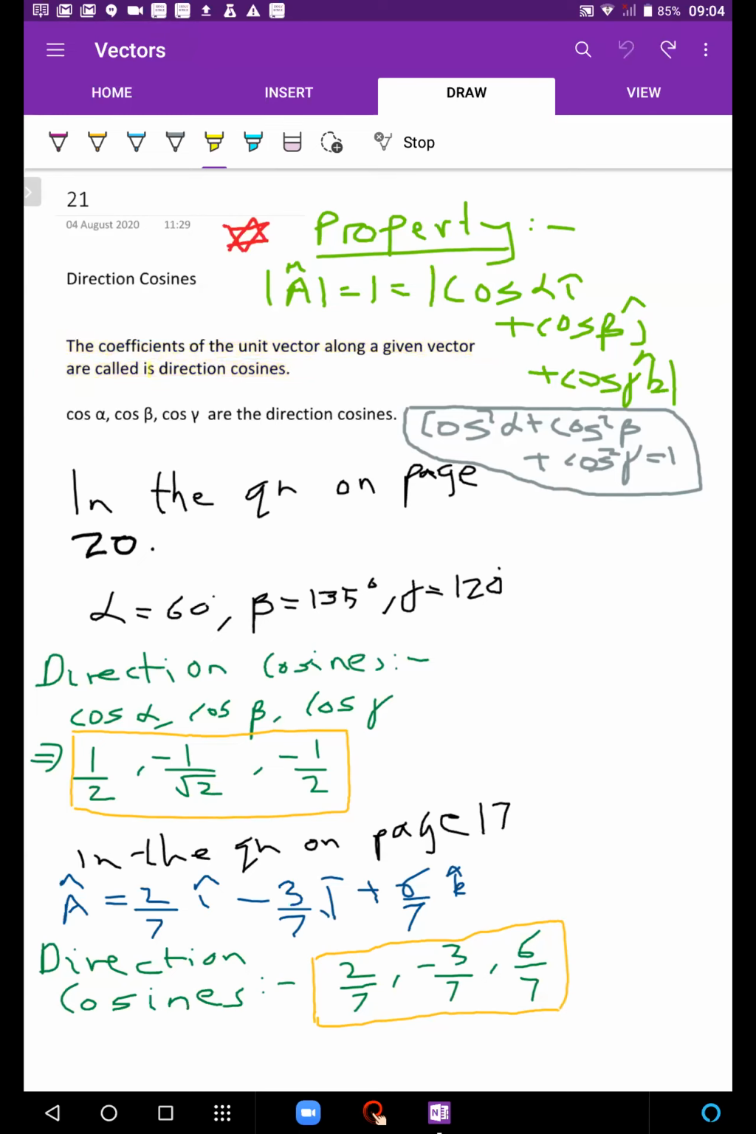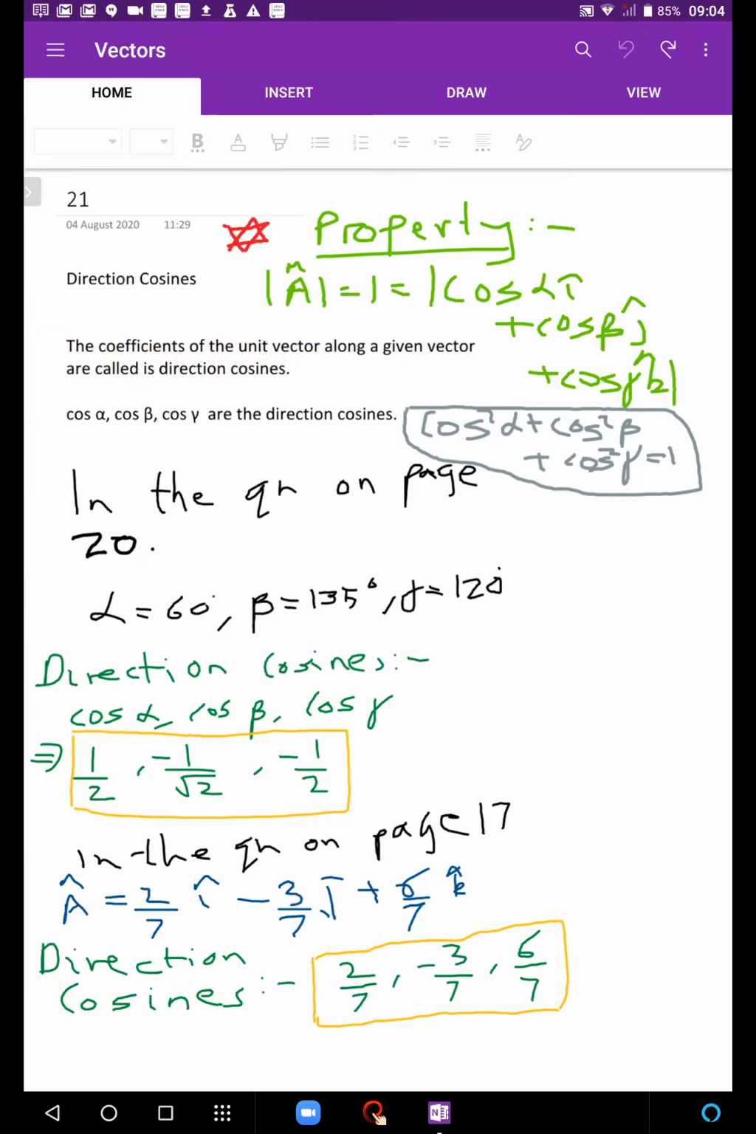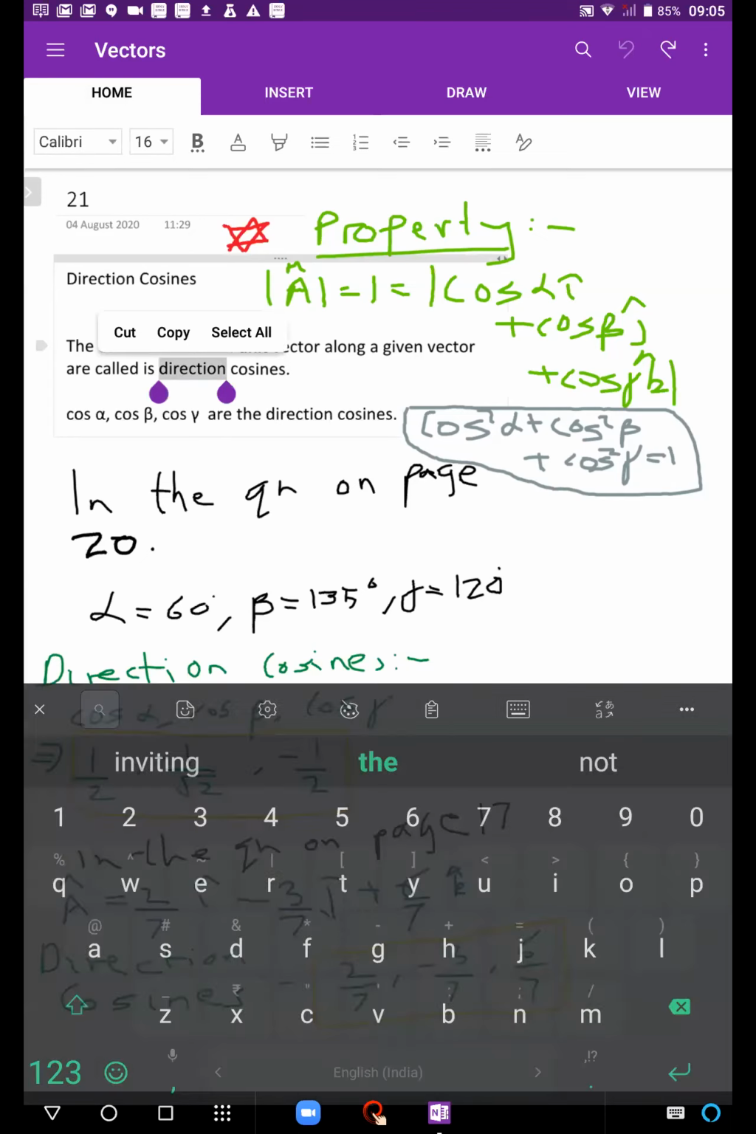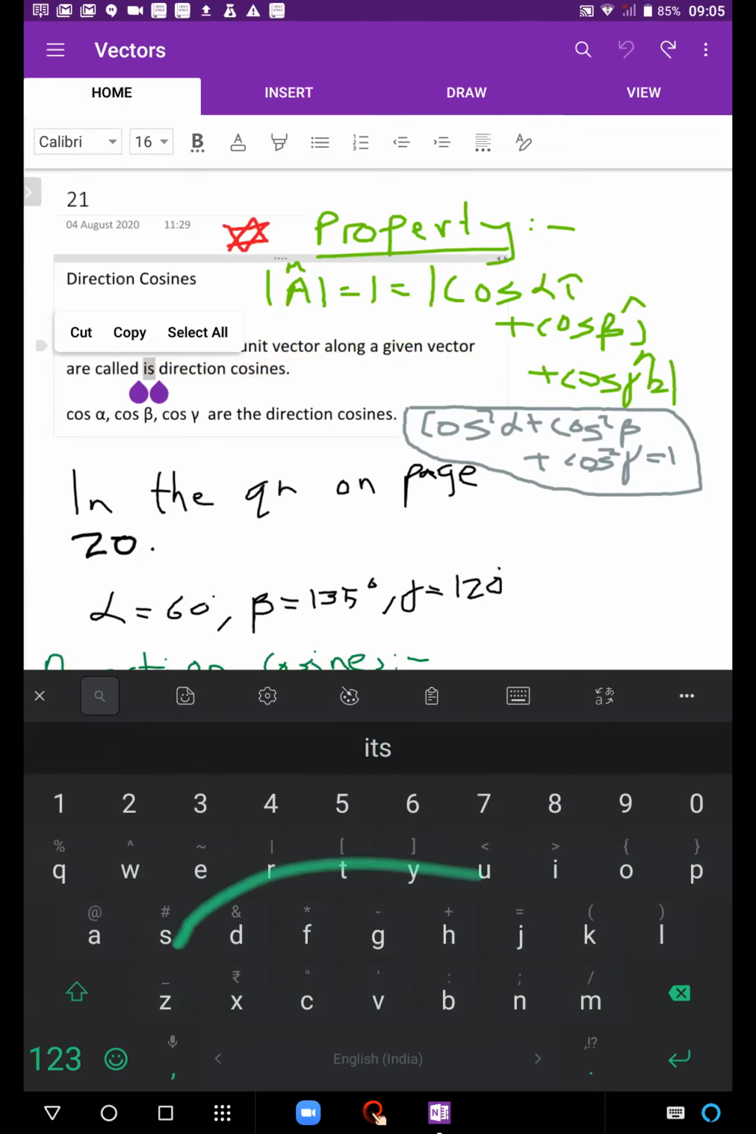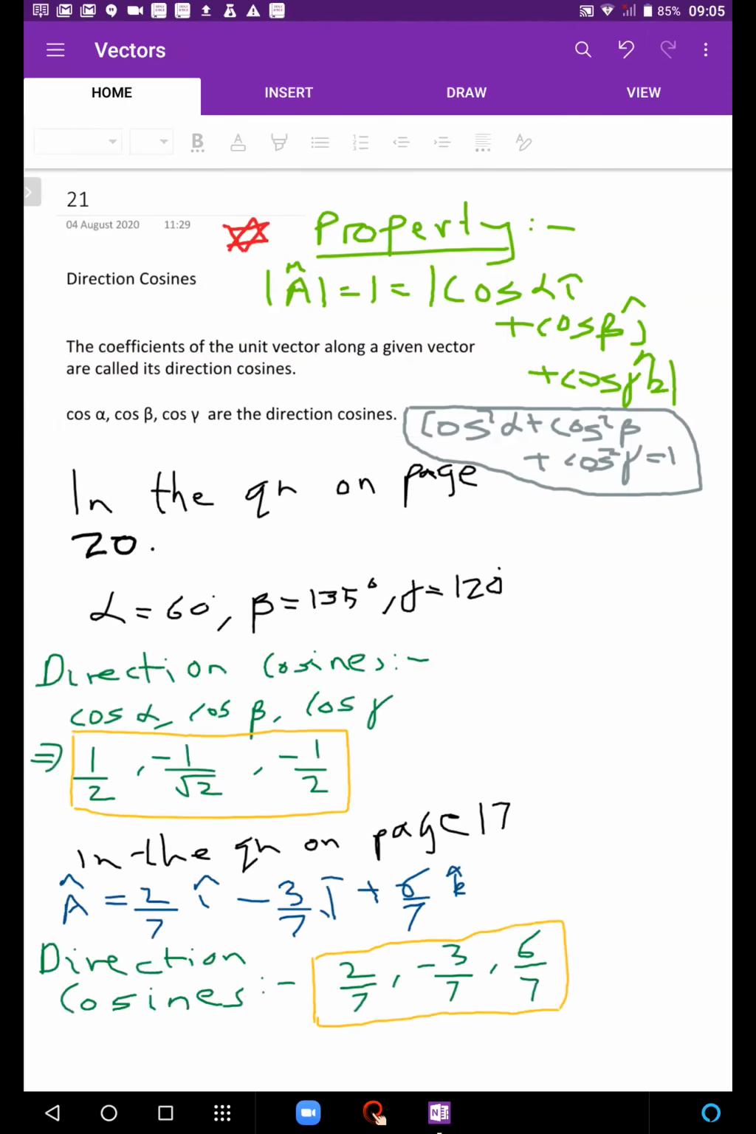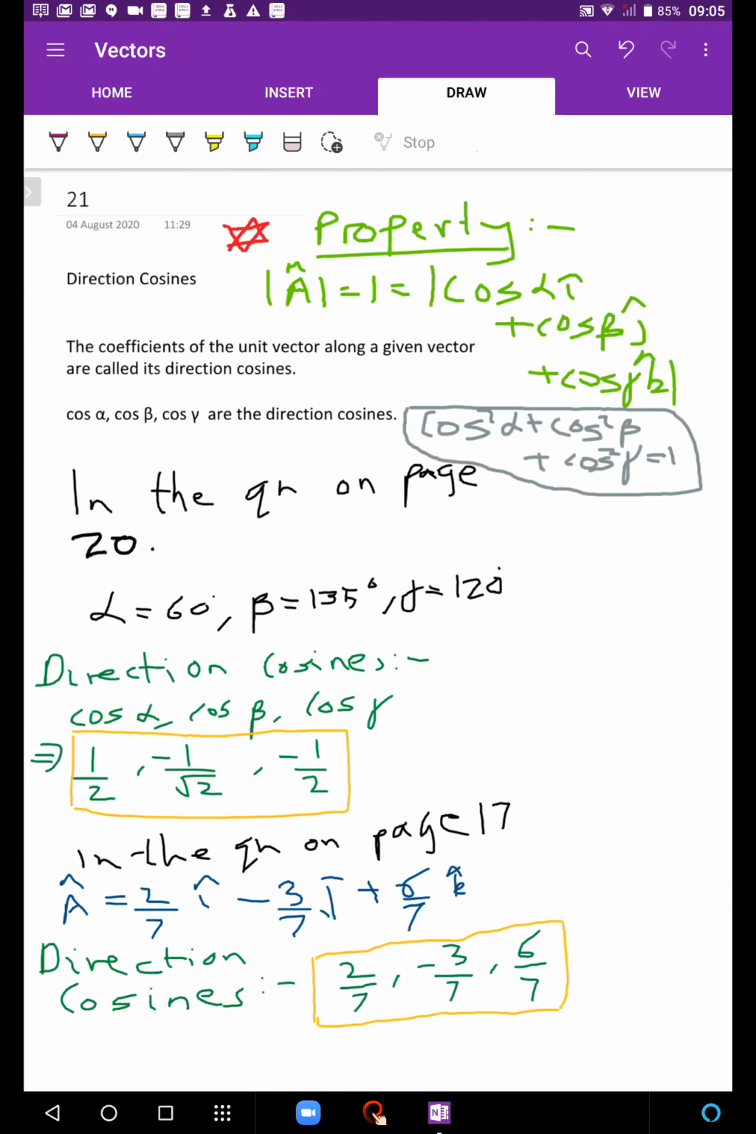So the coefficients of a unit vector along a given vector are called its direction cosines. What do we mean by coefficient? So by coefficient we mean, let me correct that. जब उसको I cap J cap के फॉर्म में लिखोगे, कैसे दिखेगा वो? I cap J cap के फॉर्म में लिखोगे तो ऐसा दिखेगा cos alpha I cap, cos beta J cap, cos gamma K cap, ऐसा दिखेगा.